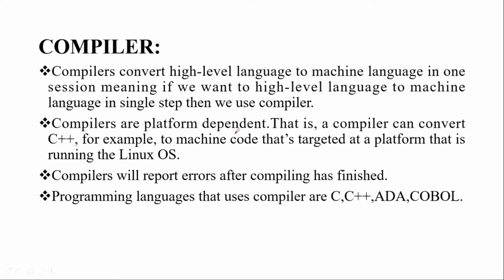Now what does platform dependent mean? There are different types of operating systems. Suppose Windows is one operating system, Linux is one operating system, Unix is one operating system. There will be different types of compilers for different operating systems. So the compiler used in Windows cannot be used as a compiler in Linux. For example, a compiler can convert C++ to machine code that's targeted at a platform running the Linux OS. So a Linux operating system compiler cannot be used to compile a Windows program.